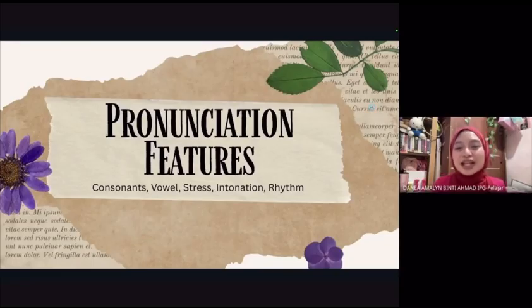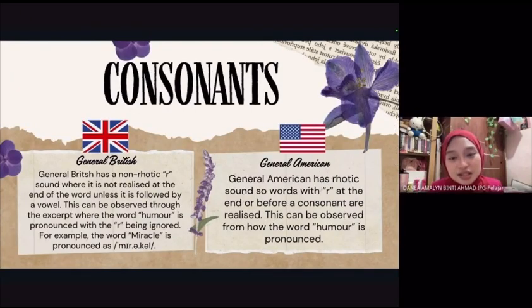So we'll look at the pronunciation features now. In this section, we will analyze pronunciation features like consonants, vowels, stress, intonation, and rhythm. Let's look at the consonants first. In General British, the r sound is typically non-rhotic, meaning that it is not realized at the end of words. So for example, car is pronounced as car, and butter is pronounced as butter.